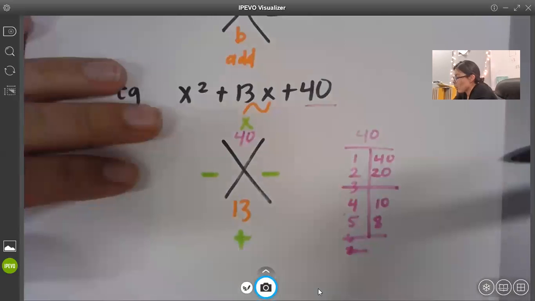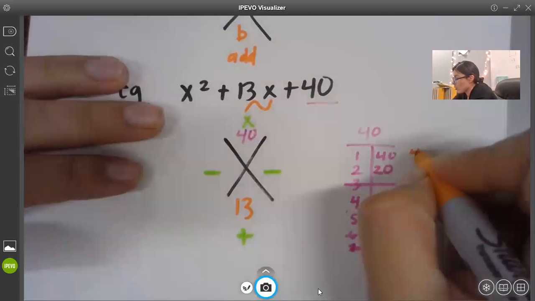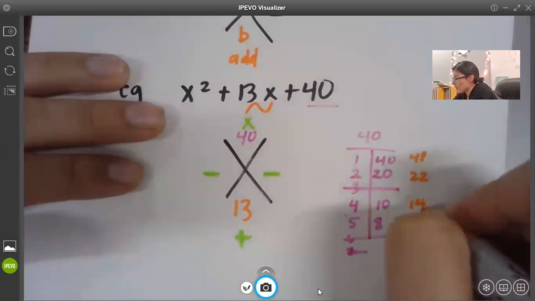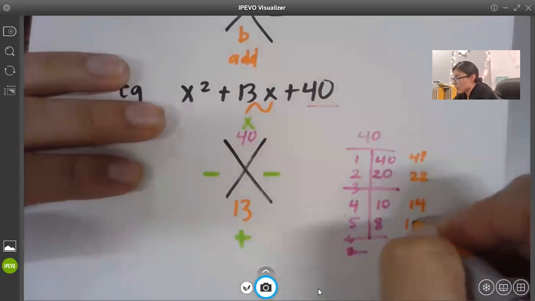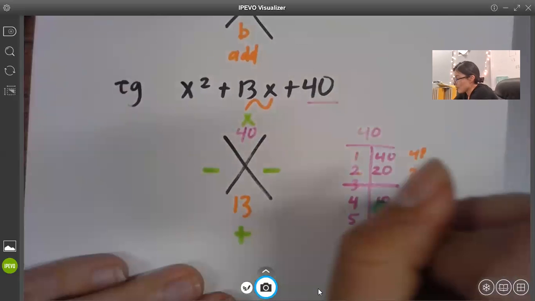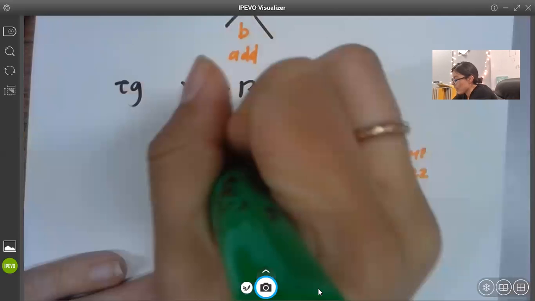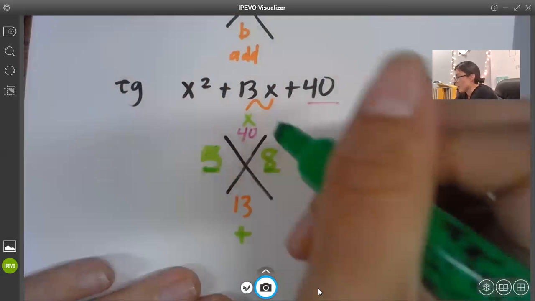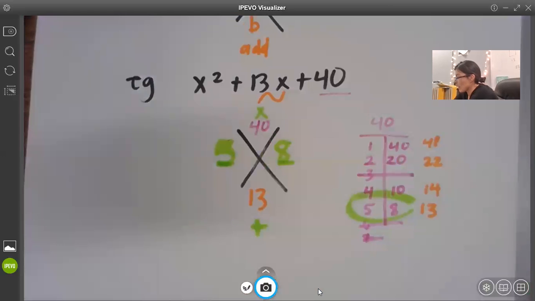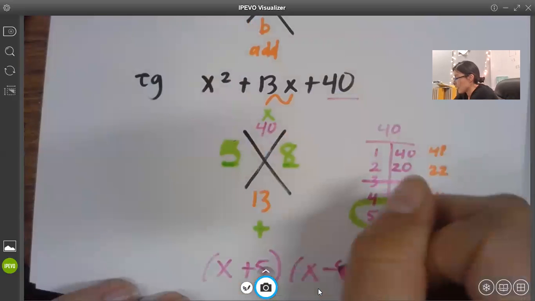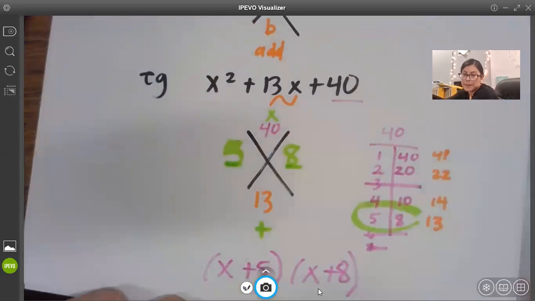If I add 1 and 40, I get 41. 2 and 20 is 22. 4 and 10 is 14. 5 and 8 is 13. So my factors are 5 and 8, because if I add 5 plus 8, I get 13, and if I multiply 5 times 8, I get 40. So my answer would be x plus 5 and x plus 8. If they were negative, I'd put minus.